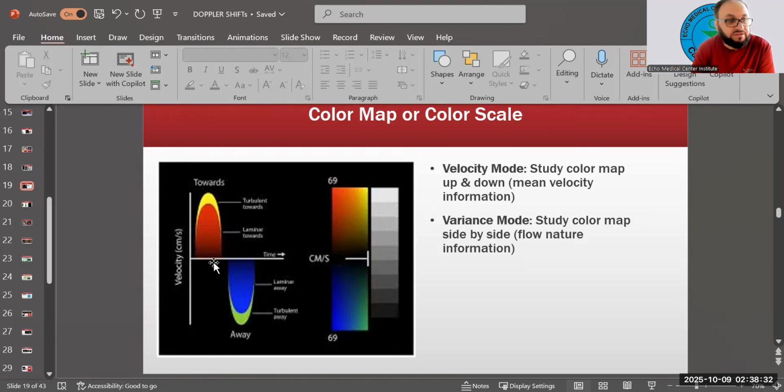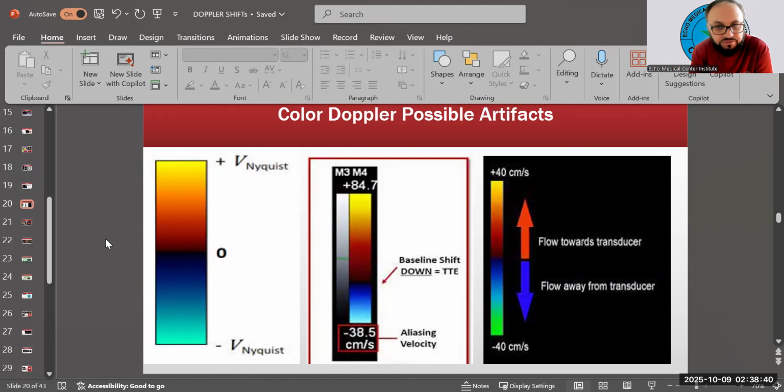And here we get the velocity information. Remember, that may help you if you want to teach your students or if you're sitting for one of the national or international examinations. Again, artifacts can be there. So remember, half of this is called Nyquist limit. This is a zero line or baseline. Above that is a positive Nyquist limit. Below that is a negative Nyquist limit. The whole thing is called PRF, pulse repetition frequency, or color bar, or color map.